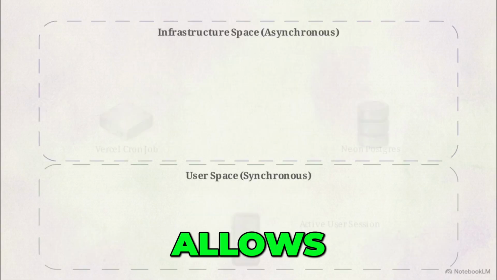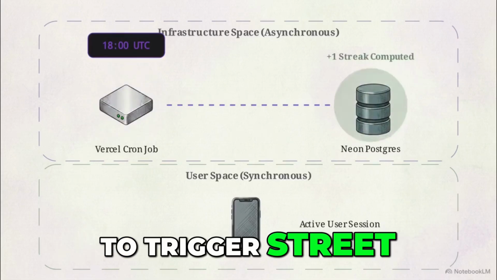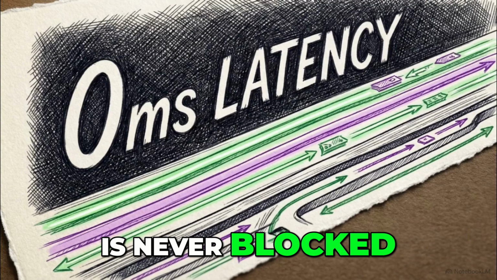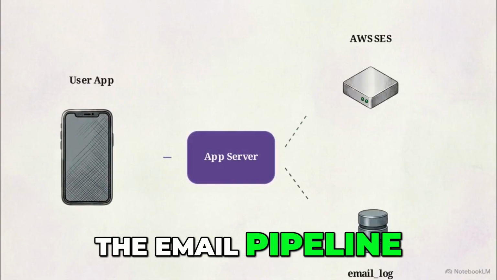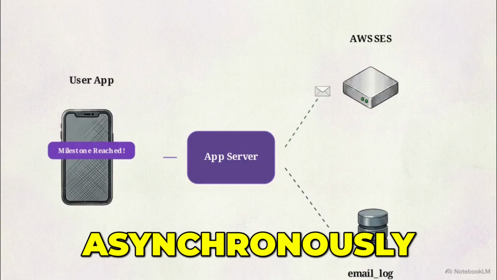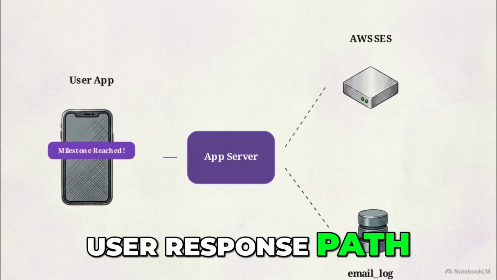Decoupling core logic allows serverless infrastructure, like automated Vercel cron jobs, to trigger streak computations asynchronously. The main application thread is never blocked. Similarly, the email pipeline operates on a best effort audit trail. Milestone emails fire asynchronously, ensuring that background notifications never bottleneck the primary user response path.